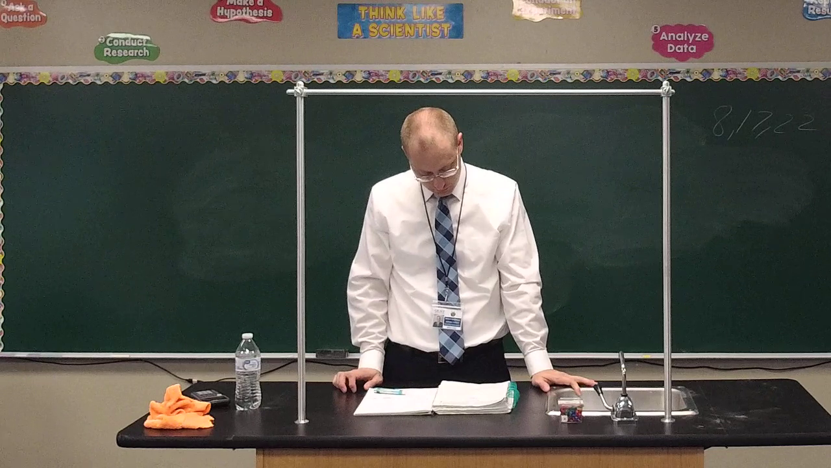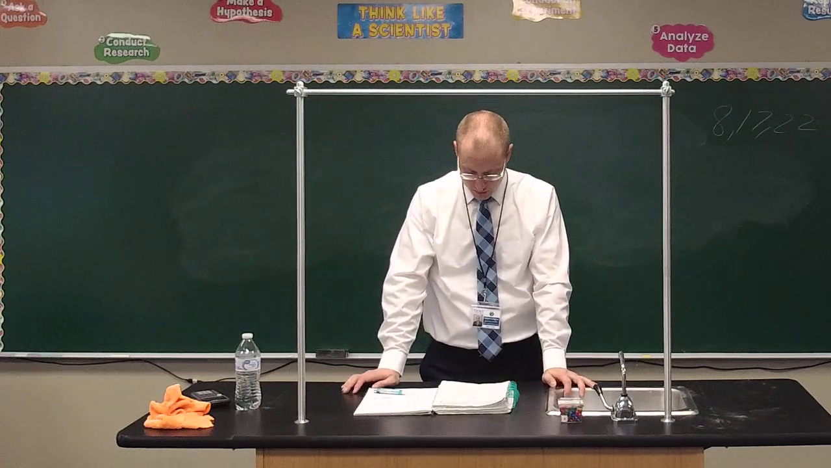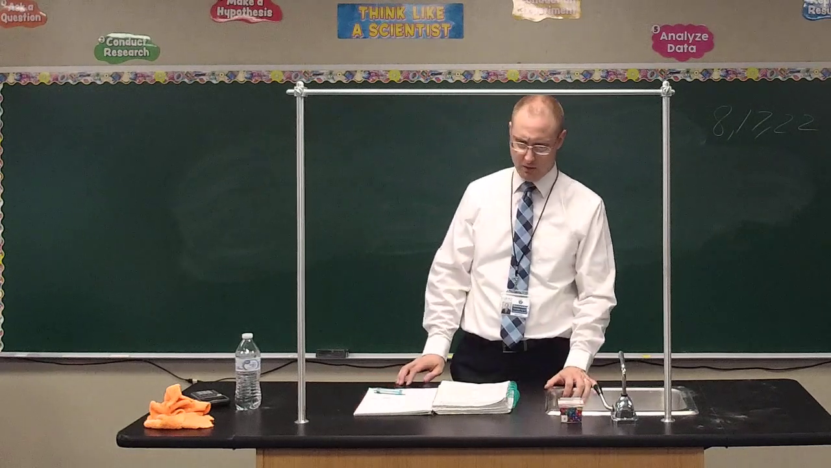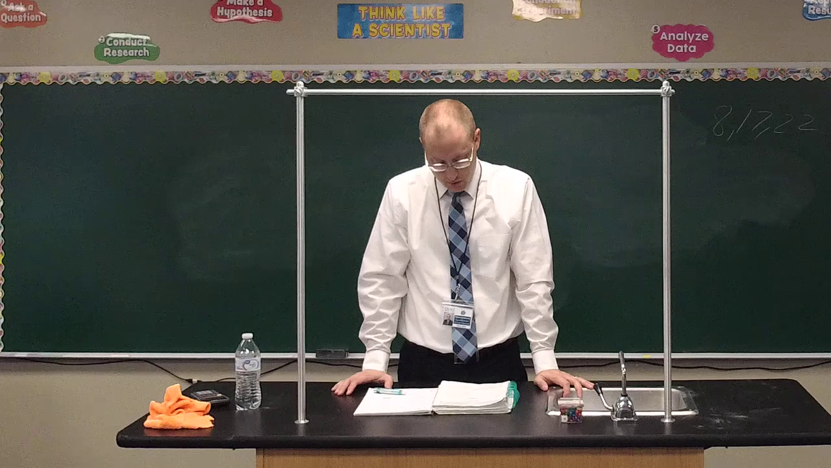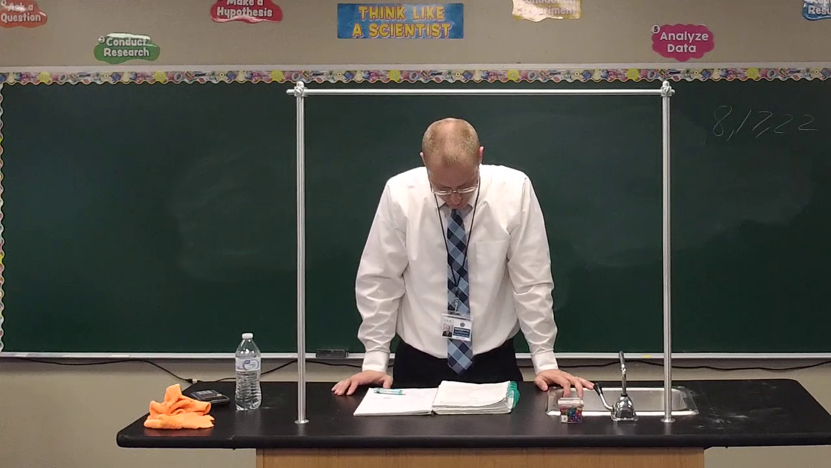Audrey? Charge of a neutron is neutral. The charge of an electron is negative. Charge of a proton is positive. Good. Number 8, distinguish between atomic number and mass number. Kendall? Atomic number is the number of protons in an element. Mass number is the sum of the number of protons and neutrons.